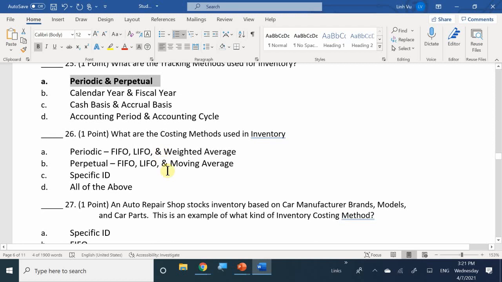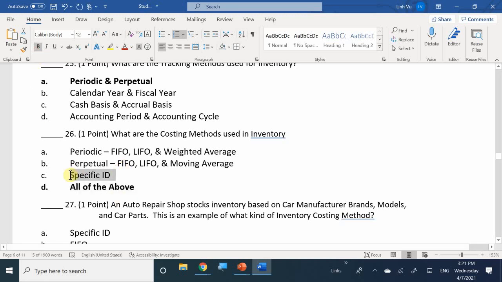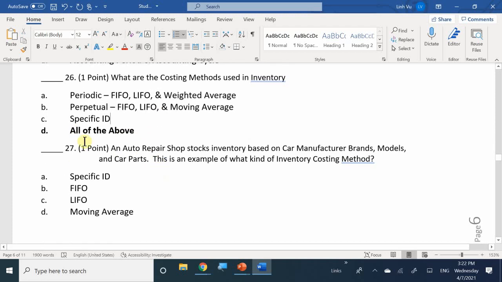Number 26: What are the costing methods used in inventory? Yes, I will maybe ask you this again on the exam, all right? It's important that you know specific ID is, in fact, a costing method. We just don't learn it in class.